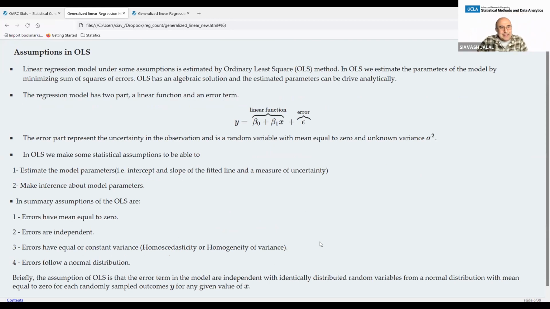In OLS, we have to make some assumptions. The first assumption is, of course, that we assume the relationship is linear. But that's the beginning assumption. We have to make this assumption at the beginning to be able to run this model. This is the model we want to test. Actually, the method that we use to estimate these parameters is called ordinary least squares. By the least squares method, basically, we estimate those. And that least squares method has these assumptions.